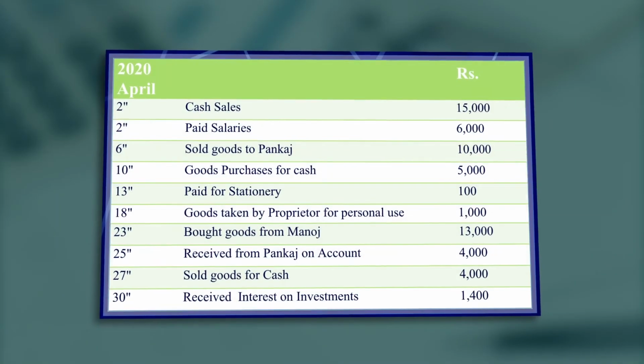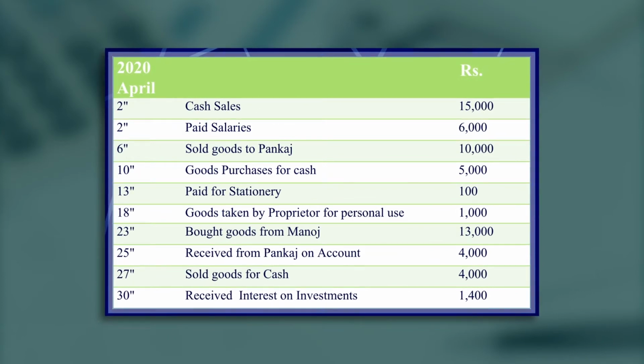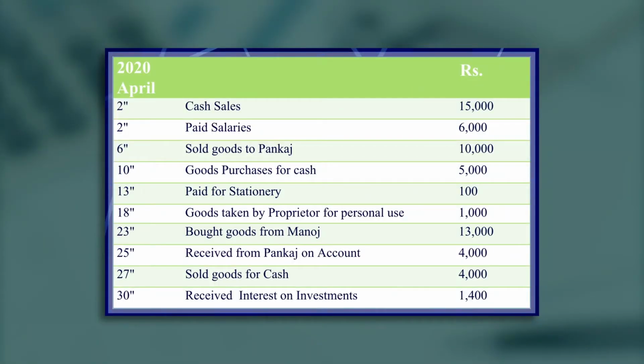So, let us see the example. With the help of this example, we will see how the transactions are recorded in the journal, then posted into the ledger, a balance is made, and then the trial balance is prepared. So, well friends, the first transaction you see is related to the cash sales.